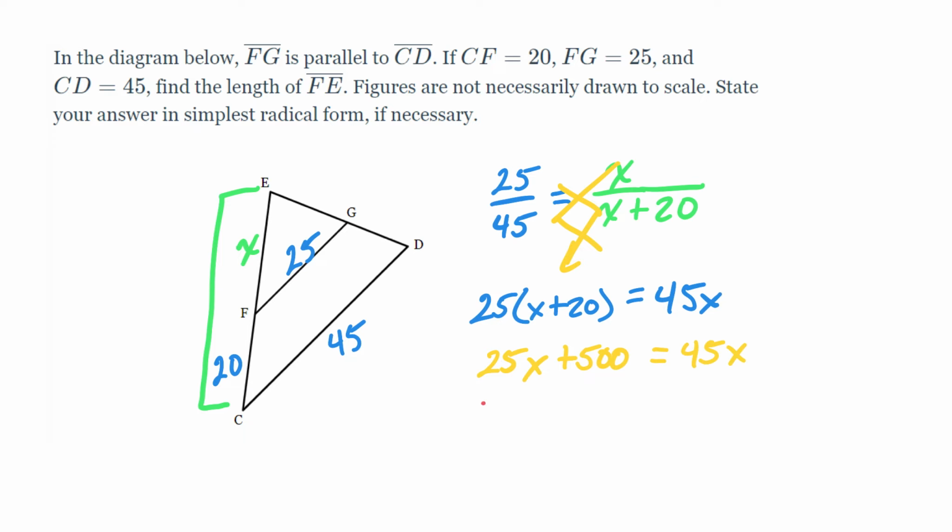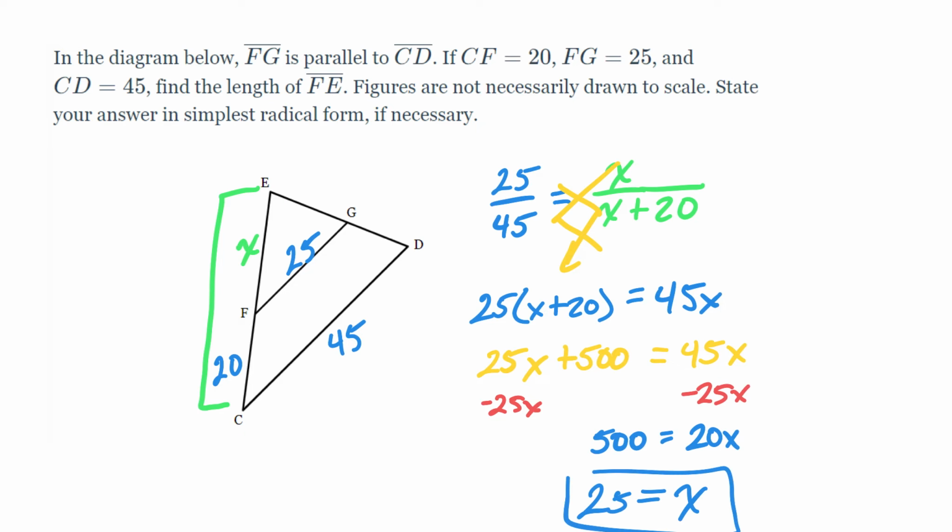We will then subtract 25x from both sides. So 500 equals 20x. We divide by 20, and we find that x is equal to 25. Always double check to make sure that that's what you were solving for. In this case, we were solving for that because it asked me for FE, and FE I did label X. So that's all we need to do on this one.